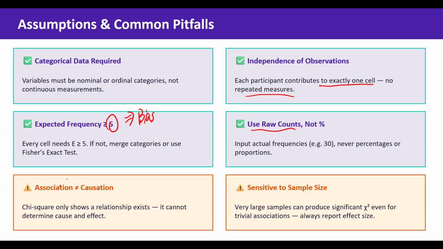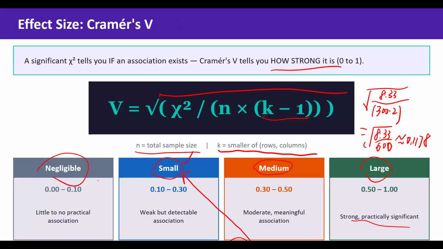And also, association is not causation, right? It's not a causal relationship. We do not infer a causal relationship. Basically, it's an association to a certain degree. Maybe it's a small association or medium or large, or a negligible association, depending on different cases.